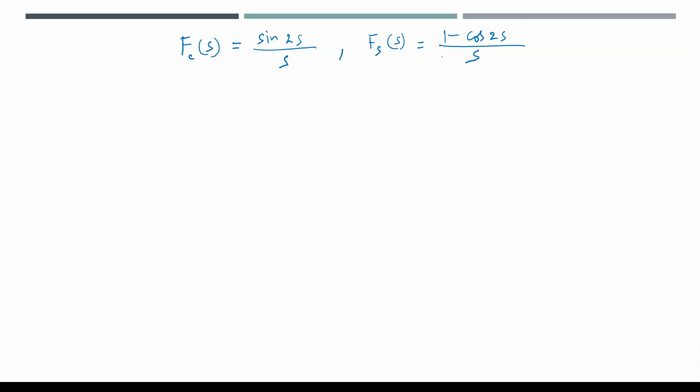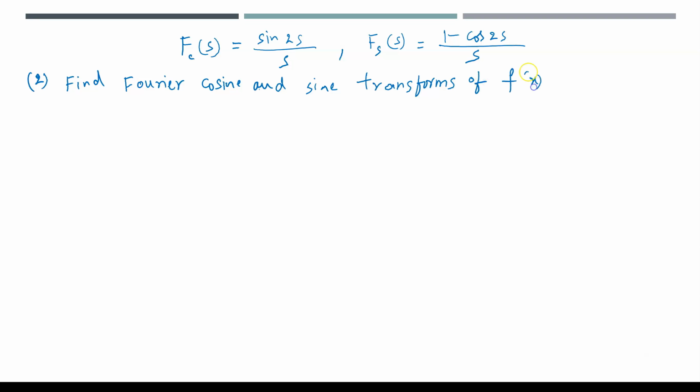Now let us see the next question. The second question is, find the Fourier cosine and sine transforms of the function f(x) equal to x e power minus ax.